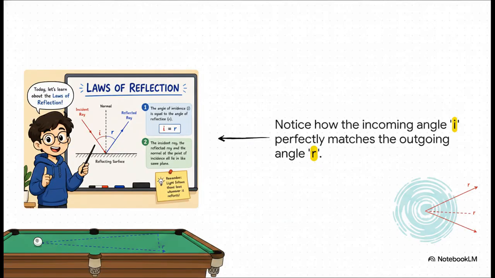Just look back at our diagram. See how that angle I and angle R are perfect mirror images of each other? It's kind of like playing pool. You know how a ball bounces off the rail? The angle it hits at is the exact same angle it comes off at. Well, light plays by the exact same very precise rule.